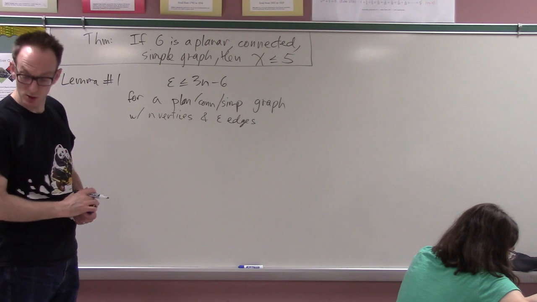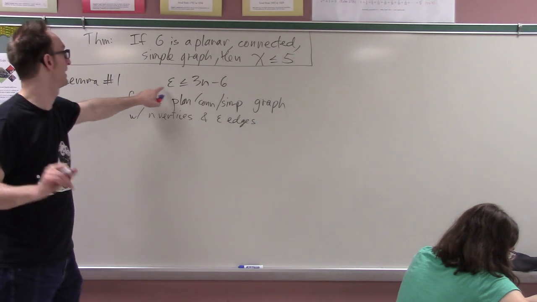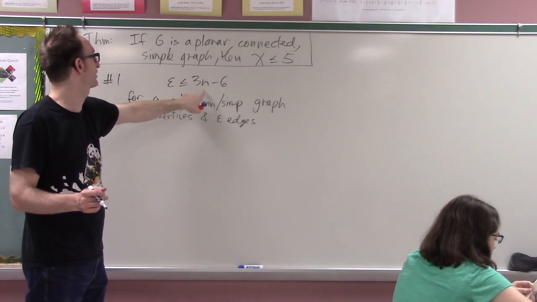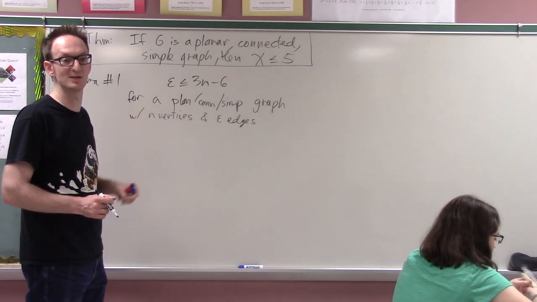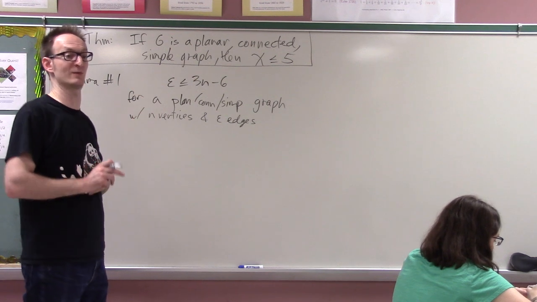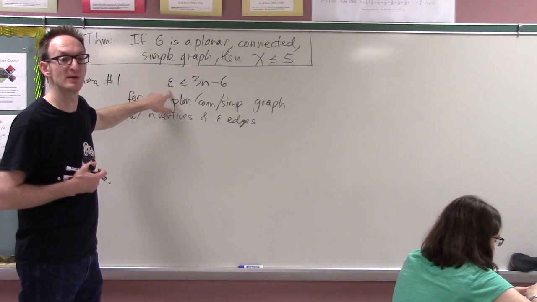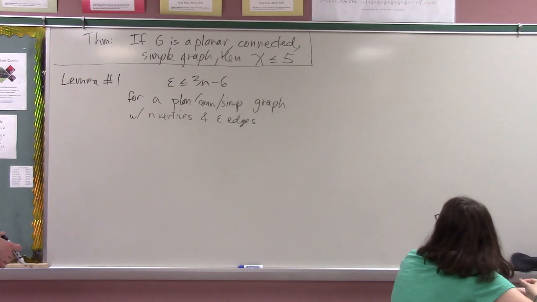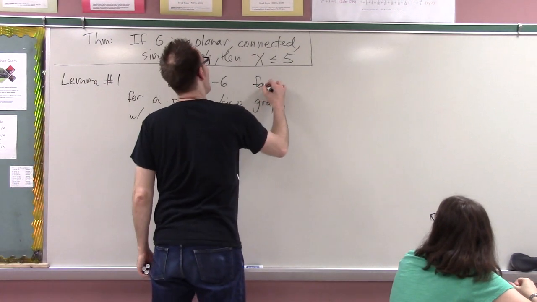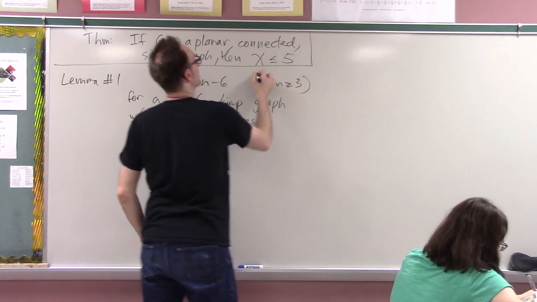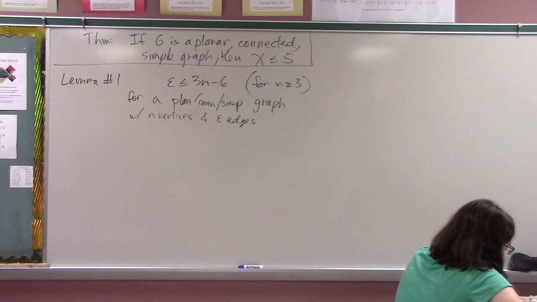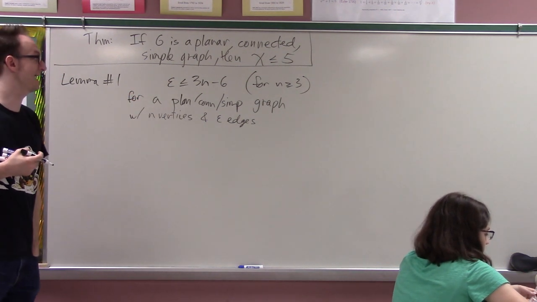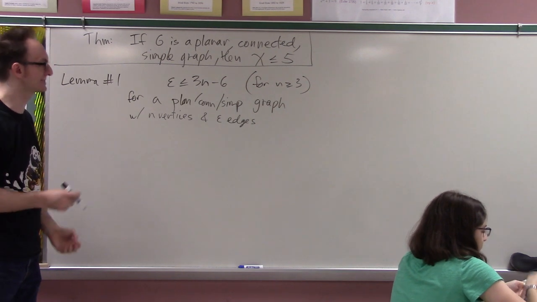N is greater than or equal to 3. No, no, less than. Because this says you can't have too many edges. If your graph has n vertices, then you can't have too many edges, because if you have too many edges, it won't be planar anymore. So if it is planar, this is an upper bound on the number of edges that are possible. Wait, no, n has to be greater than or equal to 3. If n is greater than or equal to 3, then the theorem is that there can't be too many edges as a function of n.